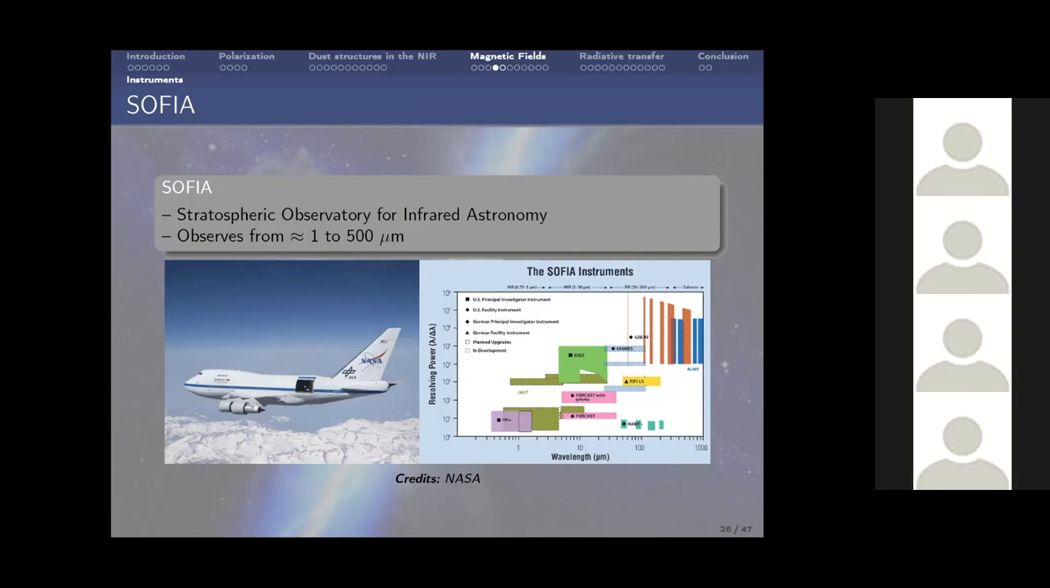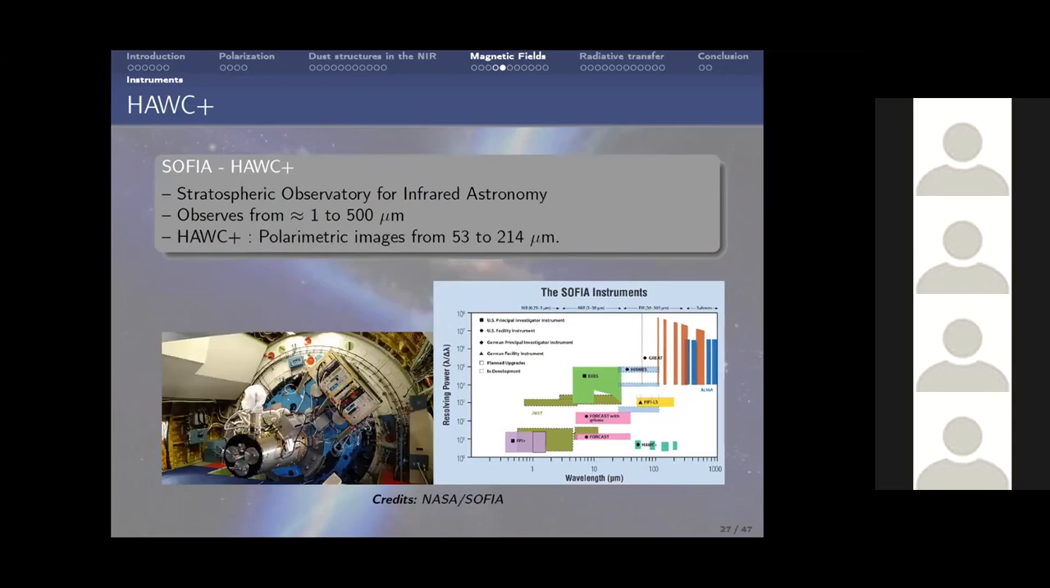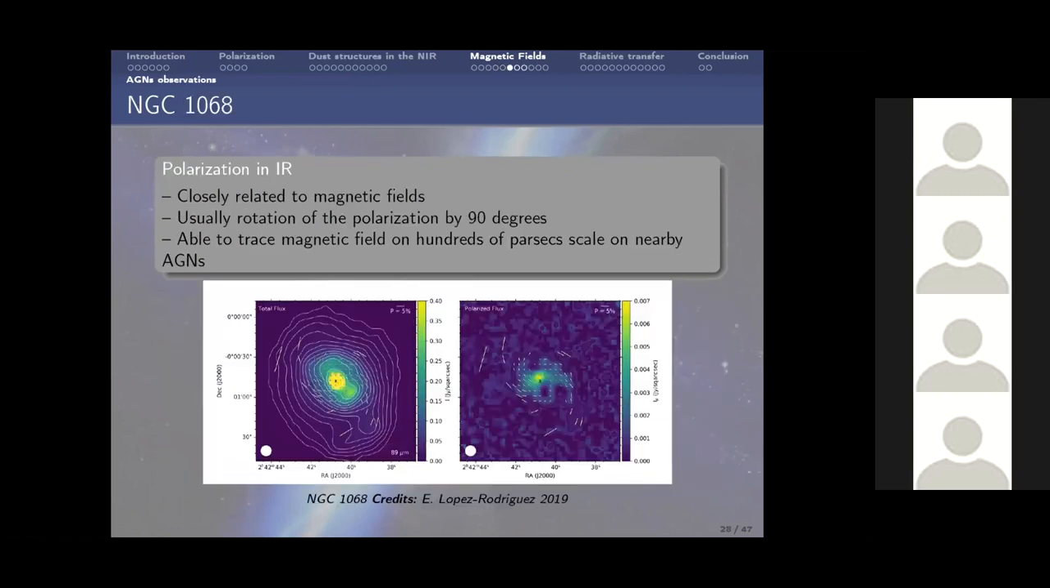That's an imager, so it doesn't have a huge resolving power, but it has polarimetric capabilities, which is what is very interesting to me. This is a picture of HAWC+ on the left side, installed within the plane. It allows polarimetric images between 53 microns and 214 microns. Here is, for example, one of the maps.